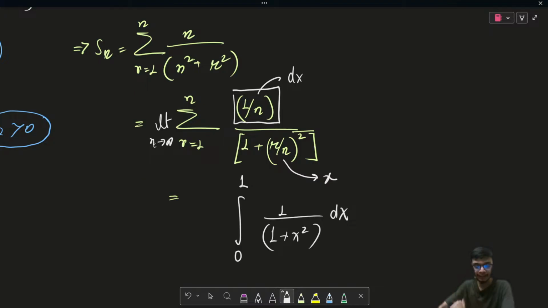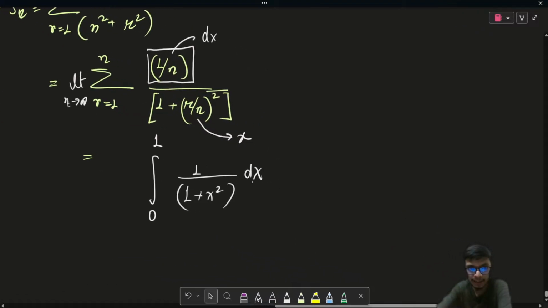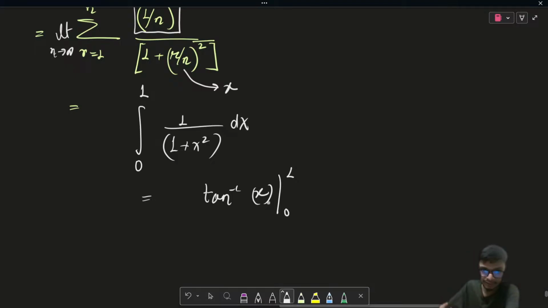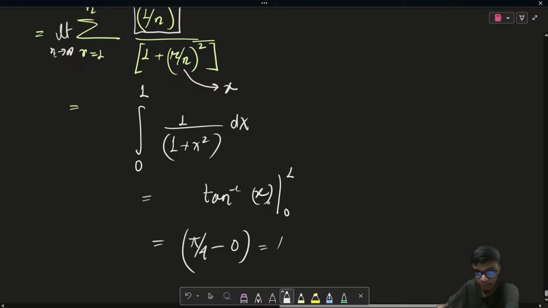We all know how to integrate this, and the answer is going to come out as tan inverse of x from the limit 0 to 1. I hope this is clear, right? If I put in the limits, I get pi upon 4 minus 0, which equals pi upon 4. So finally the answer to this question is simply pi upon 4, right?